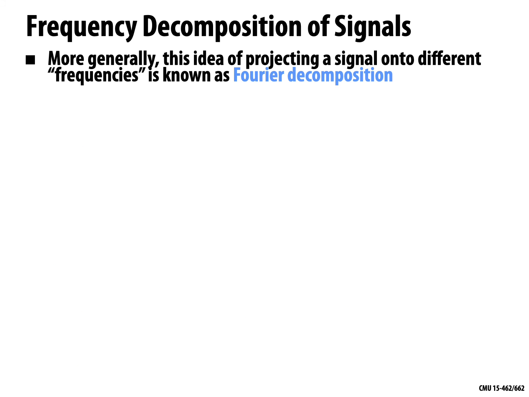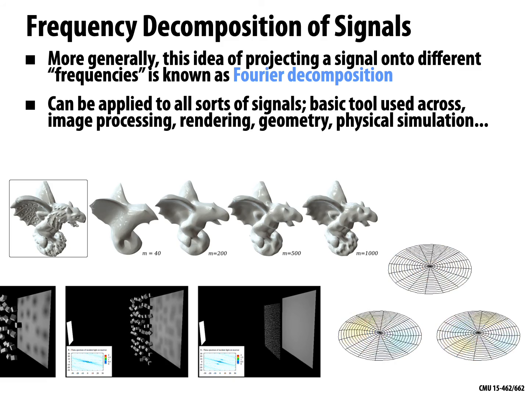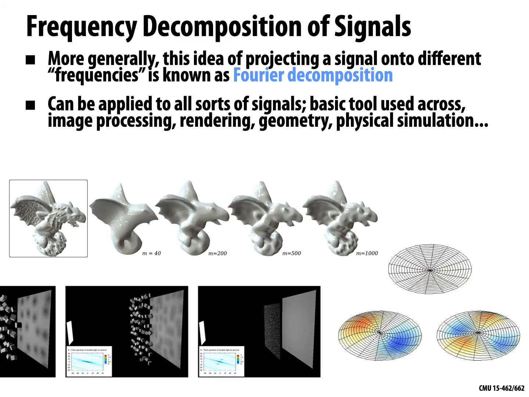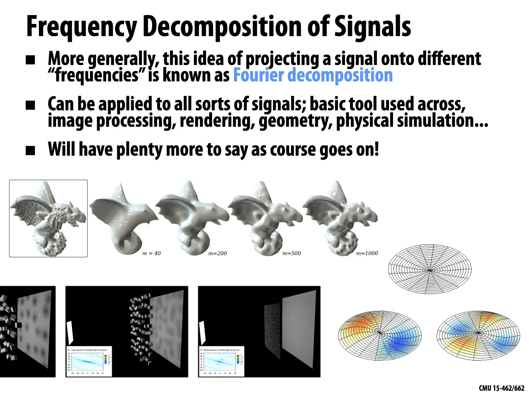So more generally, this idea of projecting a signal onto different frequencies is known as Fourier decomposition, and we can apply it to not just audio, but all sorts of signals. We can apply it to images, we can apply it to geometry, we can apply it to physical simulation. Here, for instance, you see that there's a three-dimensional model, and we can break it up into nice smooth features, or we can break it up into lots of little small-scale bumps. If we have a drum head and we hit it, we can see that it's oscillating slowly in some regions, and it's oscillating at high frequencies in other regions. That's kind of what makes the sound. And we can also split up light into different frequencies in much the same way. So we'll have plenty more to say about this Fourier perspective as the course goes on.